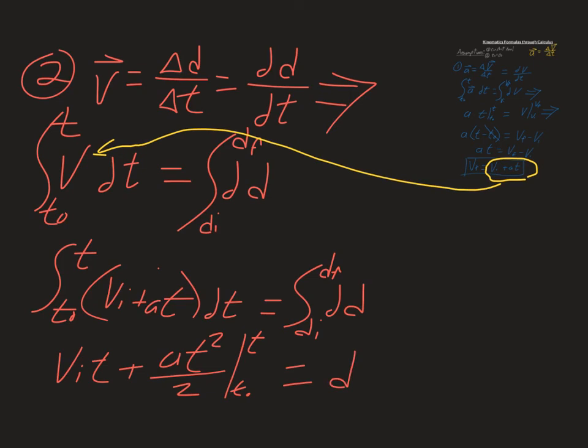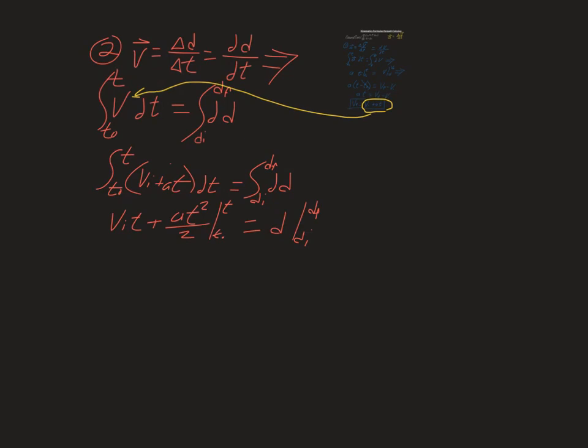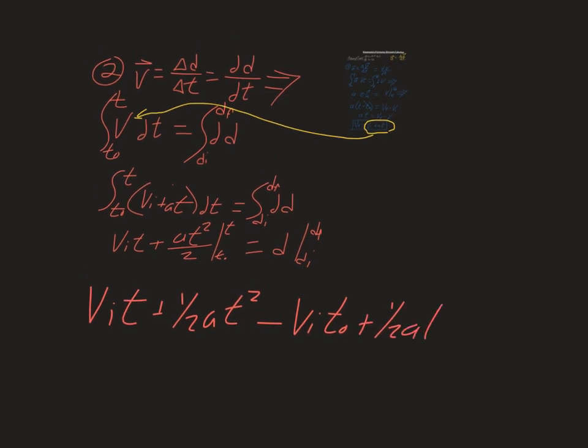And then the other part is real simple. It's just d, which is going to be across displacement final and displacement initial. So displacement initial to displacement final. We're almost there. Our second to final step here is now we have to move it across those things, so we get v initial t plus 1/2 times acceleration times time squared, minus v initial times t naught plus 1/2 acceleration times t naught squared.